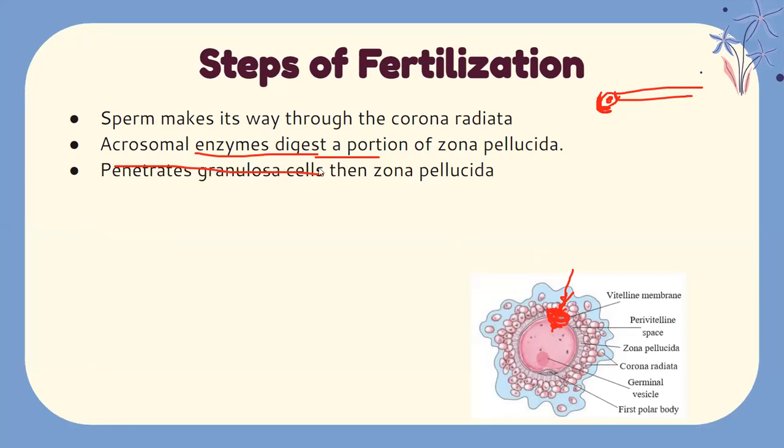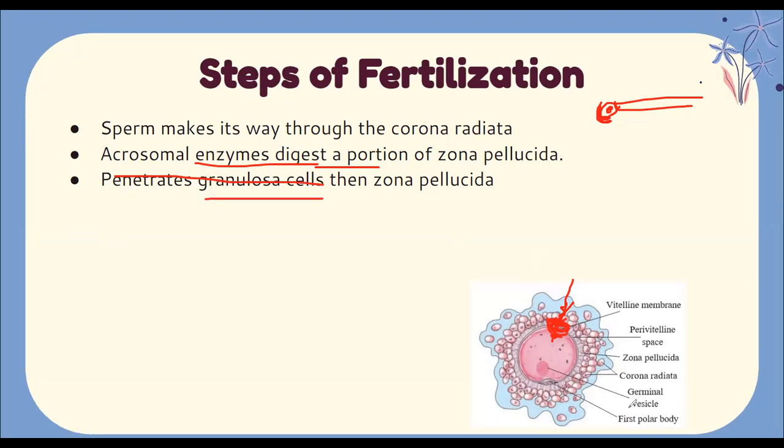Then it will further penetrate the granulosa cells and then the zona pellucida. There will be granulosa cells also, which are the remnants of the Graafian follicle. It is not represented in the diagram over here, but in the previous video we discussed what granulosa cells are. Some of the cells will be there, the remains of the Graafian follicle. So it will penetrate the corona radiata, zona pellucida, and granulosa cells by releasing hydrolytic acrosomal enzymes.